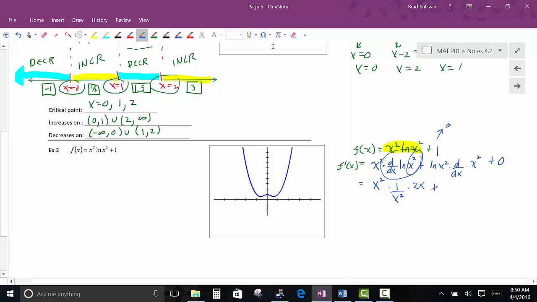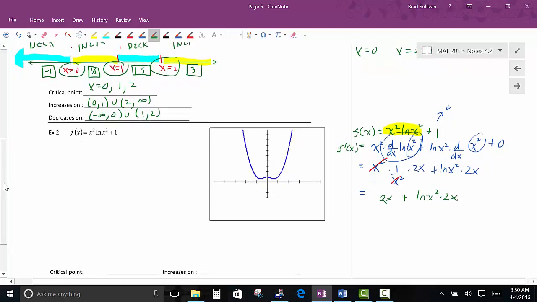Okay, now we go 1 over x squared, and of course the derivative of x squared is going to be 2x. So now we're going to simplify this. Simplifying is very important on these problems. What do you see happening? Hopefully you see those cross out, so that's kind of nice. So we're going to be left with 2x, and I'm going to write this as 2x plus ln x squared times 2x like that. Okay, so that is what our first derivative is then. Okay, does that look okay?